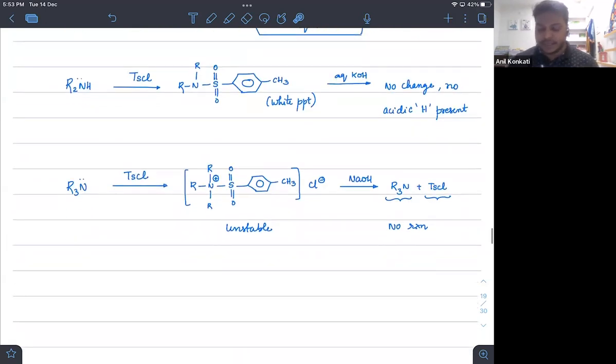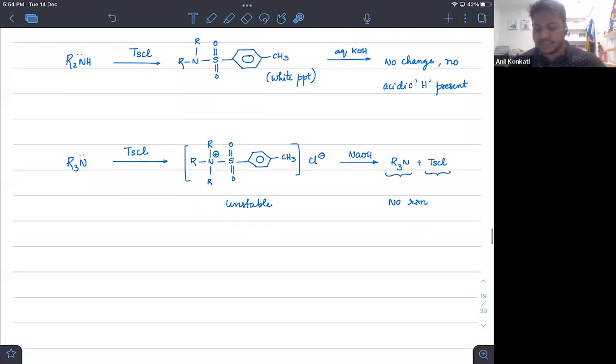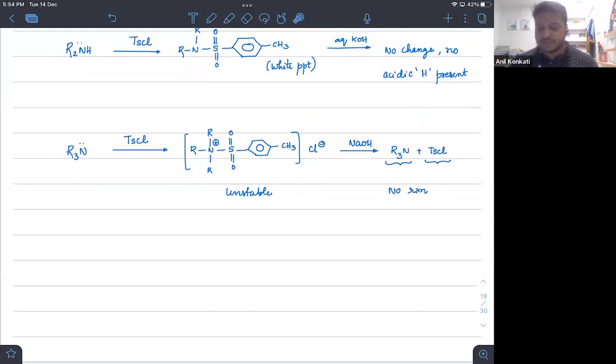See the second degree amine. For the second degree amine, we took TsCl with aqueous KOH. Whatever white precipitate has formed initially, aqueous KOH makes no use of it, because this nitrogen does not have any hydrogen or proton present on it. Since there is no acidic hydrogen, it will stay as is in the aqueous solution. Even if you add HCl, it does not make any difference now. So the precipitate is always present. So that is the second degree, this is a 2 degree amine.